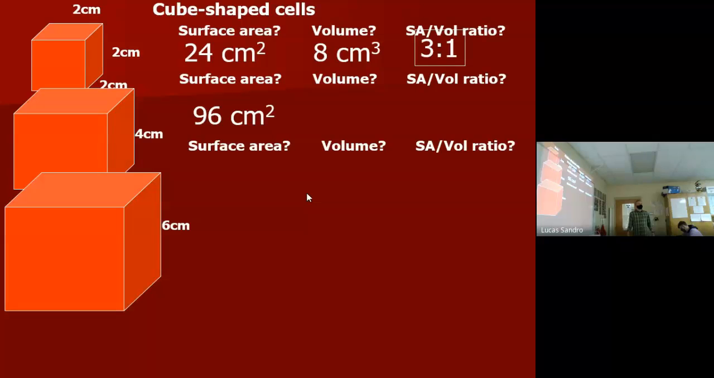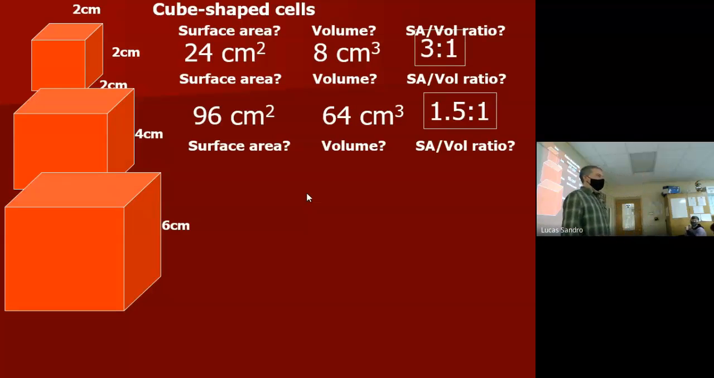4 cubed. Well, 4 times 4 is 16 times 4 is 64. Okay, and when we divide that out, what do we get? Yeah, it's 3 to 2, but I asked you to do it to something to 1. It would be 1.5 to 1. You can see that that is a smaller number than 3 to 1, right?